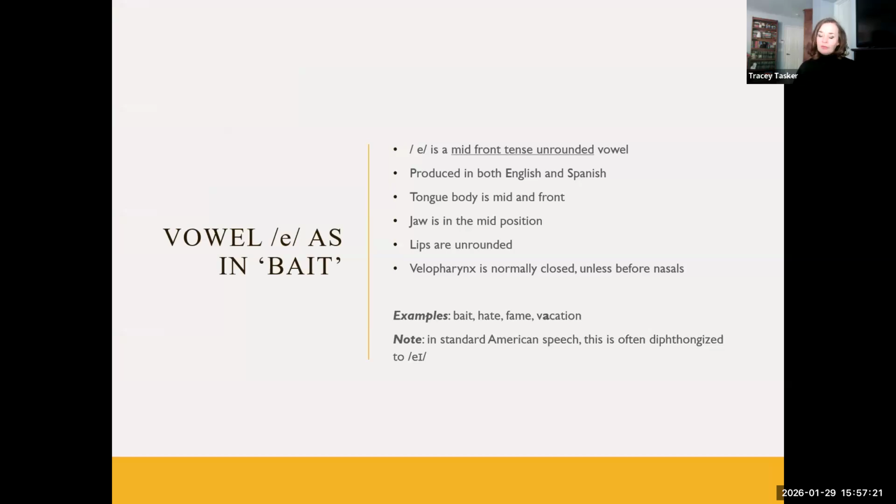The next one we're going to talk about is A. We're also going to talk about it next week when we talk about diphthongs. Don't worry about it yet. We'll talk about that next week because sometimes you're going to see it transcribed as a diphthong. But for today, we're talking about it as one of the pure front vowels.